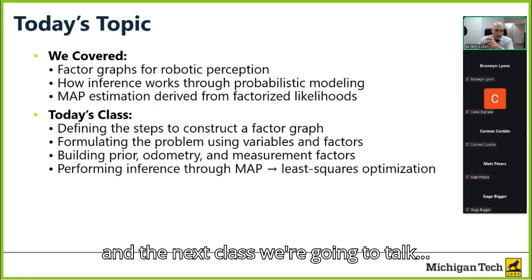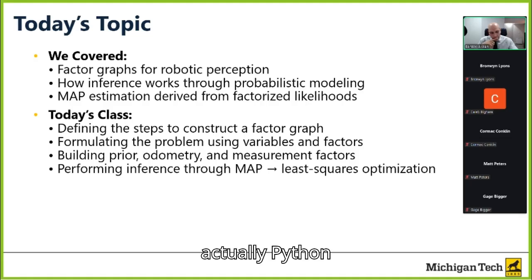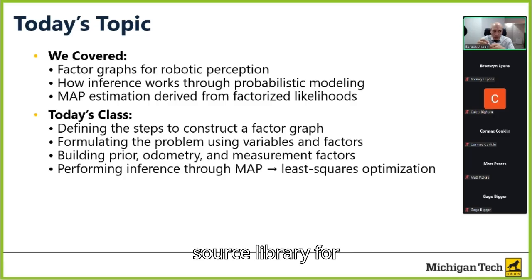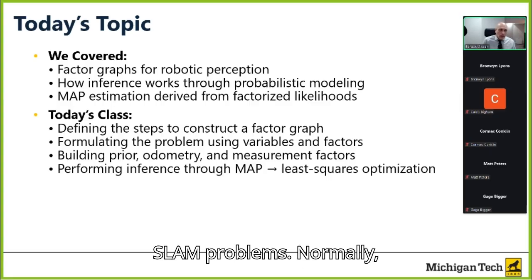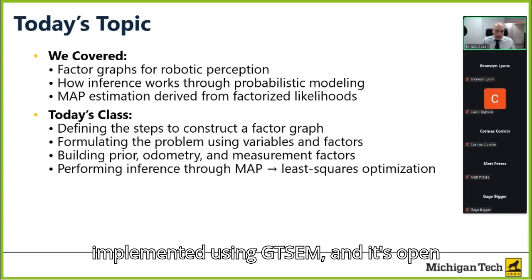And in the next class we're going to talk a little bit about some Python libraries for that, especially GTSAM, the Georgia Tech Smoothing and Mapping library. GTSAM is an open source library for SLAM problems. Normally, factor graph optimization can be implemented using GTSAM, and it's open source.